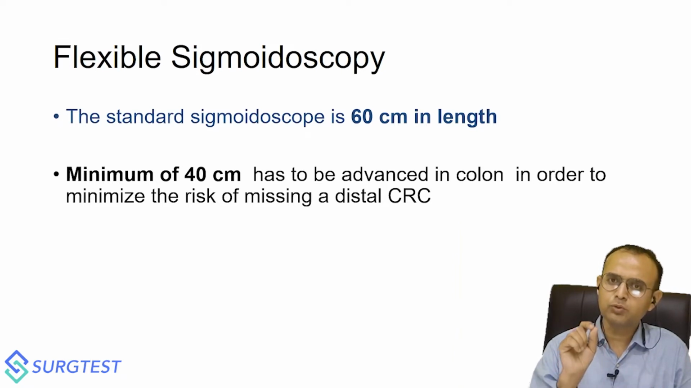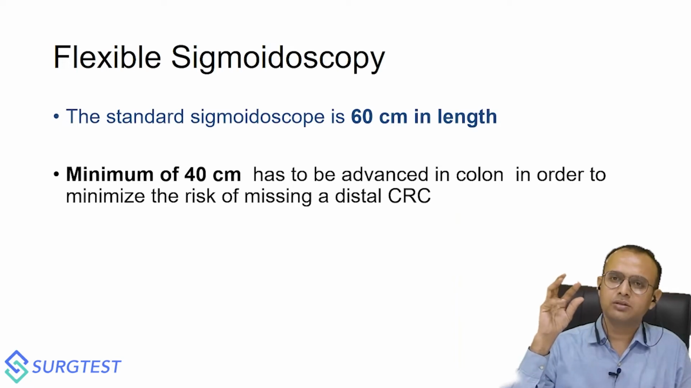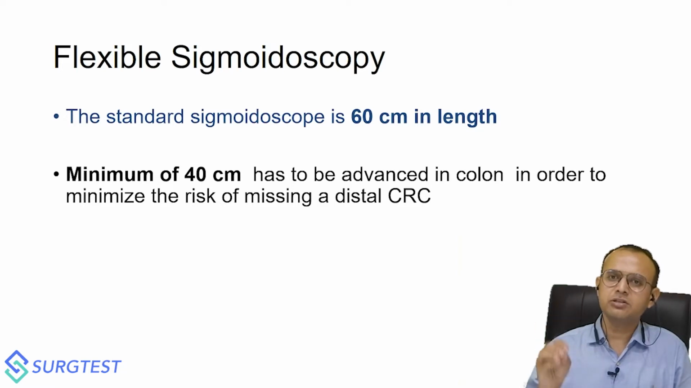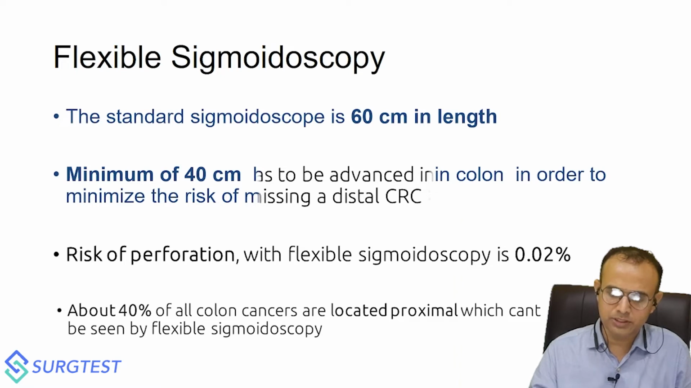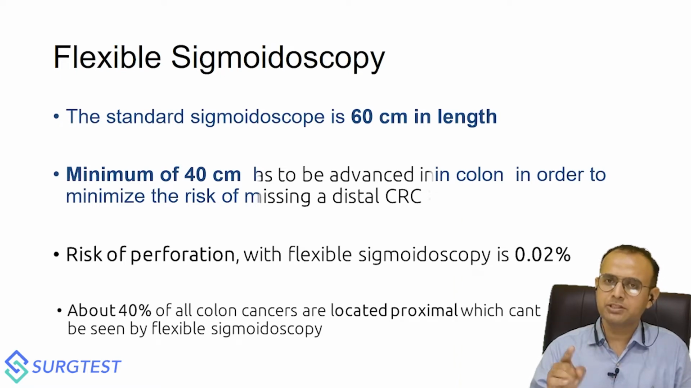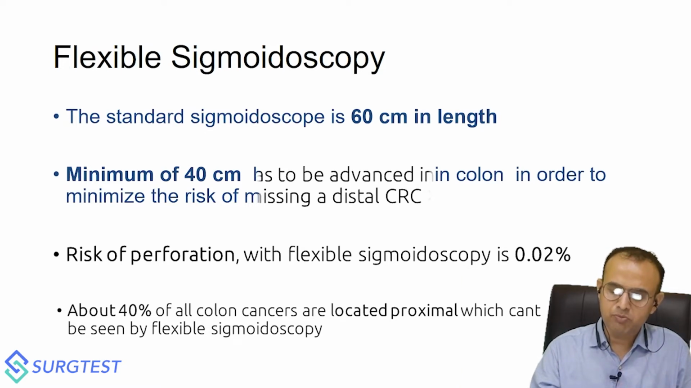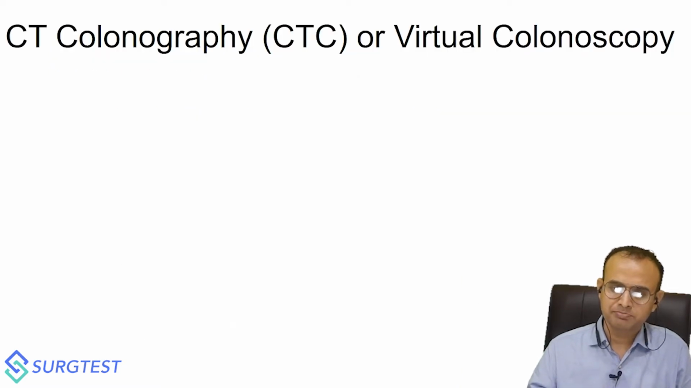If we want to do flexible sigmoidoscopy, we take the same colonoscope and pass it a minimum of 40 centimeters, so that distal malignancy pertaining to the rectum, sigmoid colon and descending colon is not missed. The intention of doing sigmoidoscopy is to screen the left-sided colon. We should not miss left-sided colonic malignancy. Risk of perforation with flexible sigmoidoscopy is 0.02%. About 40% of lesions located proximal to the sigmoid colon will not be seen on flexible sigmoidoscopy.